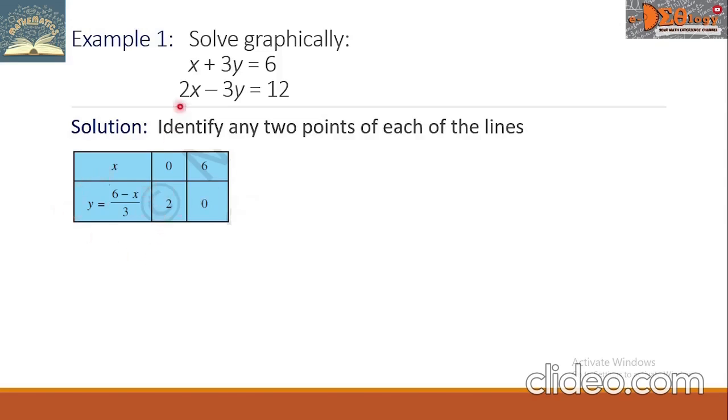This equation here is the rearrangement of this equation 1, whereas y is isolated on the left. So we have here y equals 6 minus x over 3. Then we assign 0 for the x. We substitute 0 in this equation, then we will get the value of y as 2. Next, we can assign 0 for the y. We substitute the 0 to this y, then we will get the value of x as 6. So for the first equation, the 2 points are 0, 2 and 6, 0.